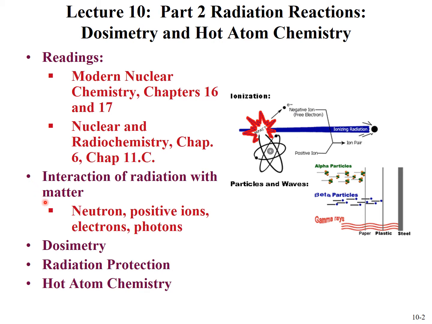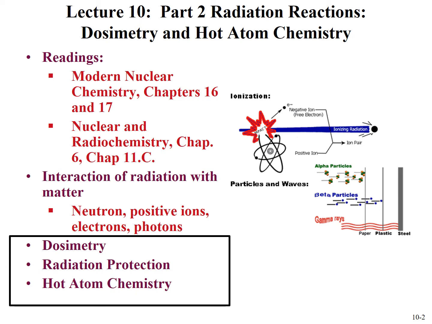In the first part, we discussed the interaction of radiation with matter. We explored the role of neutrons, positive ions, electrons, and photons, and the similarities and differences in their interactions with matter. In this lecture, we're going to focus on dosimetry, how we can quantify that interaction of radiation with matter, and how we can use that understanding in radiation protection. Then we're going to end this lecture with a discussion on hot atom chemistry, where a nuclear reaction occurs and that nuclear reaction induces a chemical reaction, which is the first step in a chemical process.